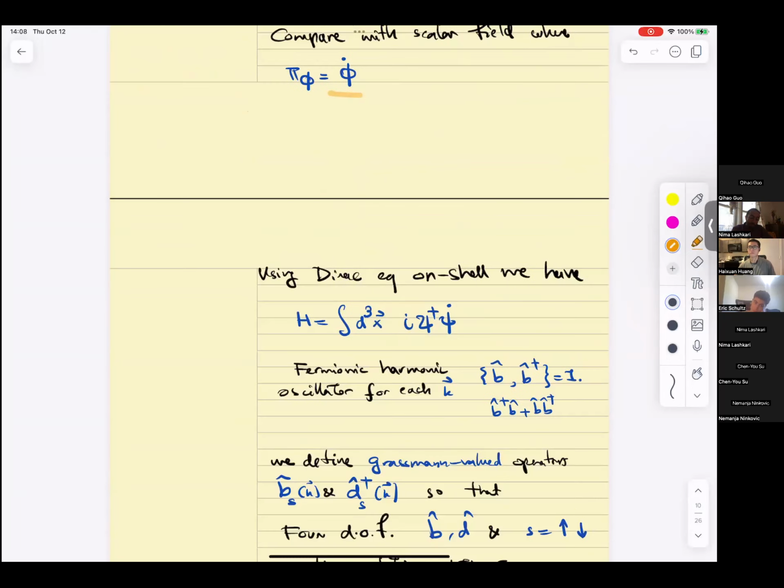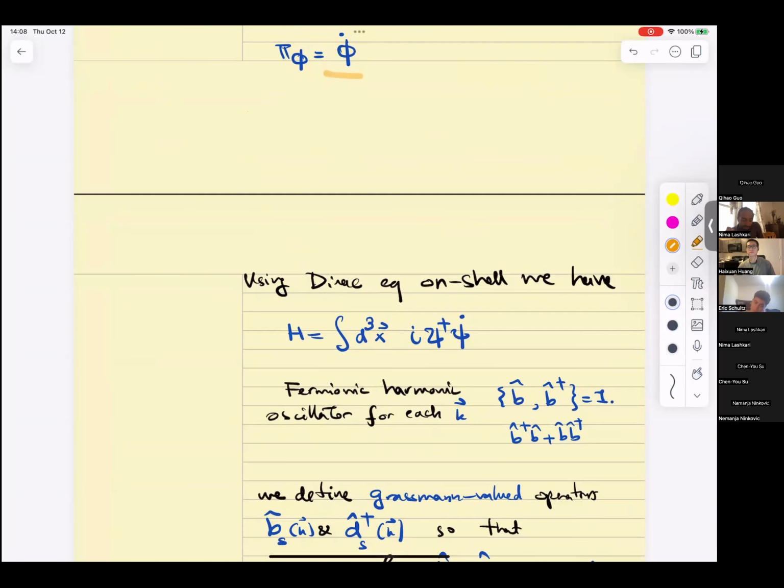We'll get there. But one other comment that I want to make is that if you use the Dirac equation on shell, you could write down the Hamiltonian in the following form: i psi dagger psi dot. You could easily get yourself confused thinking about why this Hamiltonian is first order in time.